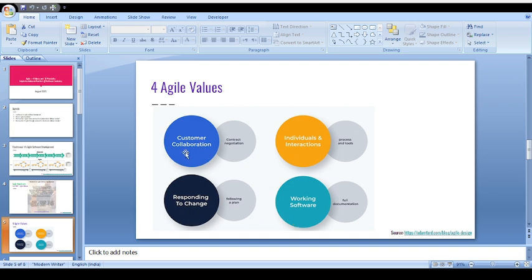So if we follow all these four values, the customer will be more delighted because on a daily basis we are interacting with the customers, understanding their requirements, immediately responding to them, and also showing the actual working software instead of showing the documentation, which was happening in the traditional software development world. So see, these are the 4 agile values in practice in the software industry as of now.